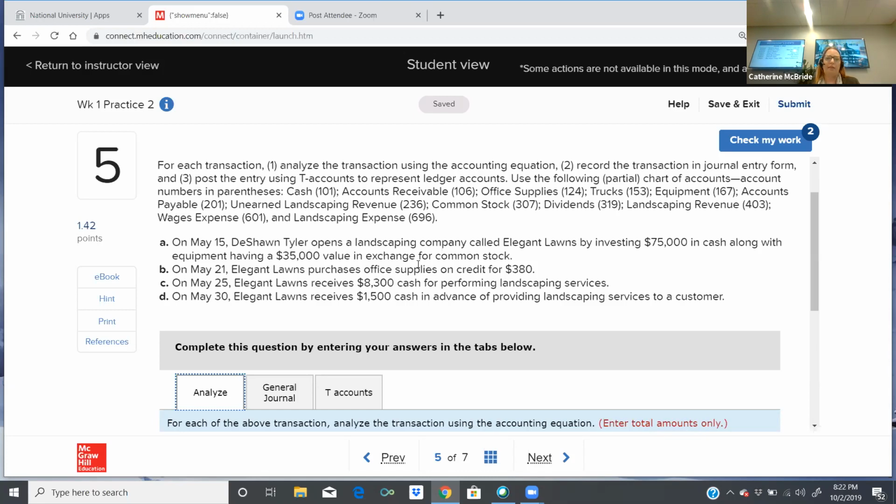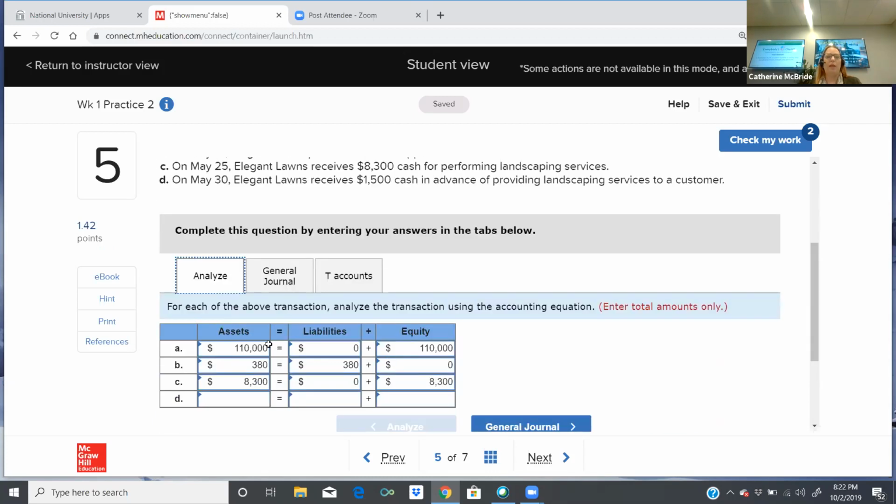Okay, if I increase an asset, look at your resource sheet. If I increase an asset, do I debit it or credit it? If I increase an asset, I debit it. If I increase a liability, do I debit it or credit it? If I increase a liability, I credit it. So I'm going to debit cash and credit unearned revenue. All right, so let's go down here. So my asset is cash, and I increase cash $1,500, and I increase my liability $1,500, and I did nothing to equity.